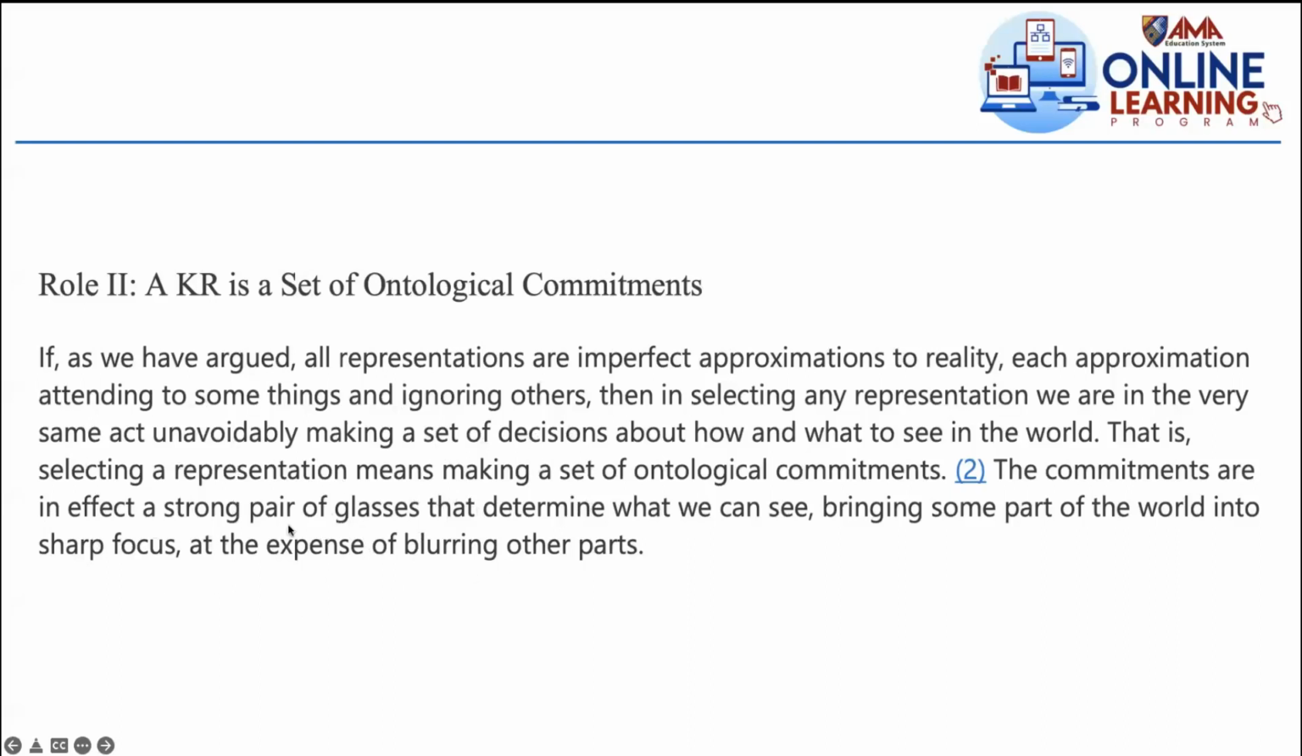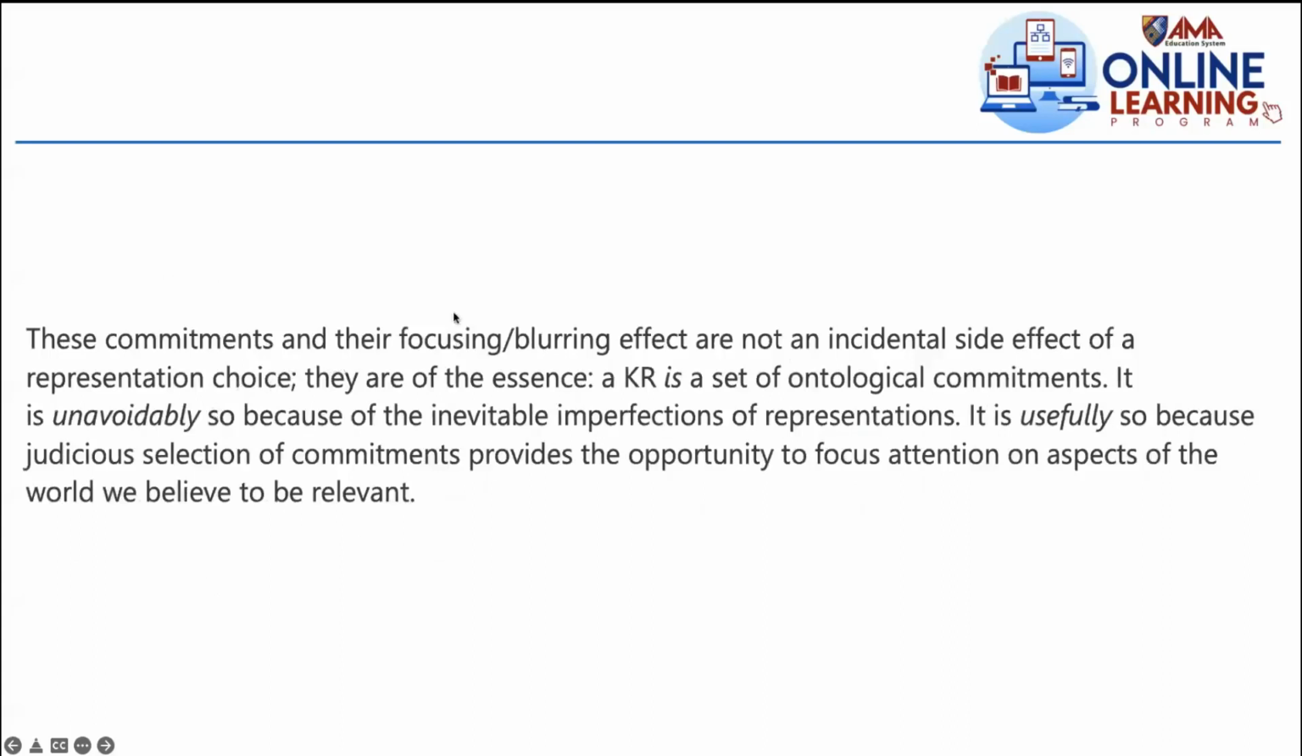You'll find out later. So these commitments and their focusing blurring effect are not an incidental side effect of a representation choice. Representation choice meaning whether you will choose the technique based on frame, or based on rule. As mentioned, it's not really a side effect, but this is the result. This is the consequence. There will be a focusing blurring effect. That should be the case.